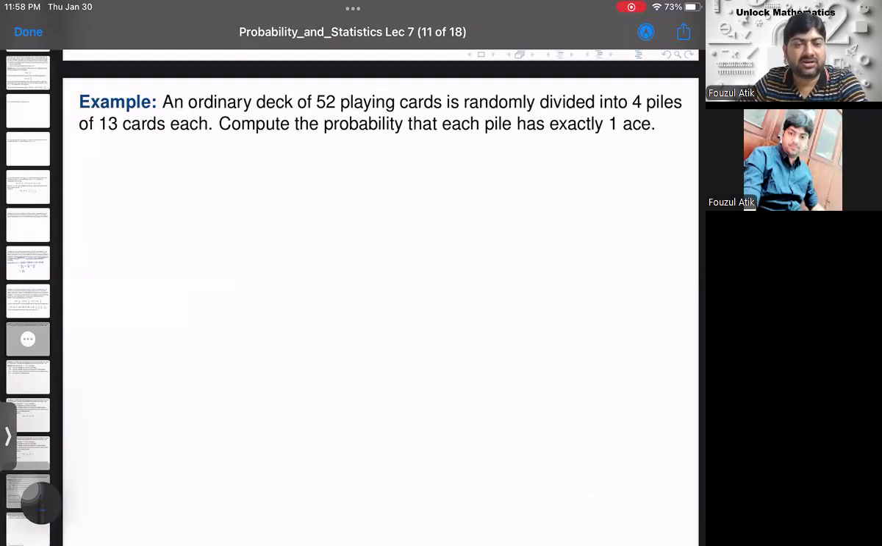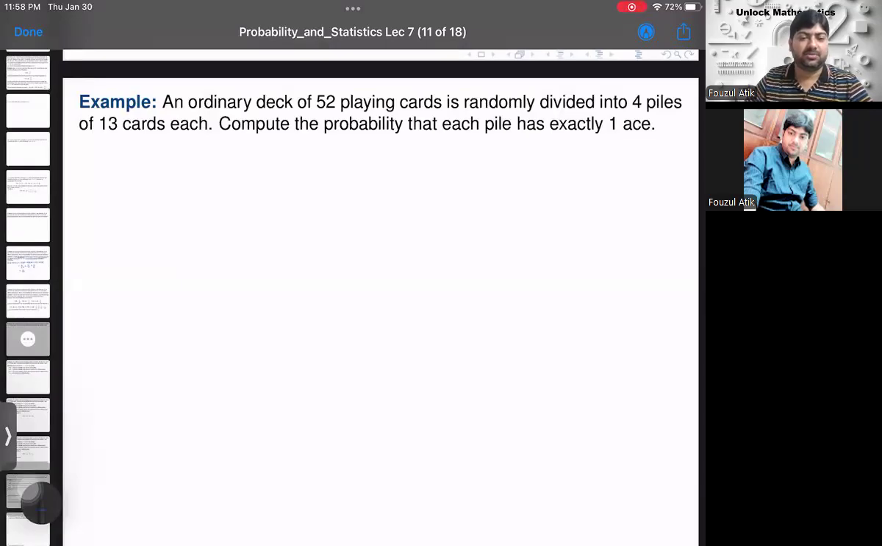So we know the set of cards has 4 aces, right? Of different types: maybe one of spade, one of diamond, one of heart, and another of club. You have to find that these 4 piles are there and each pile will have one ace. You have to find the probability of this event.